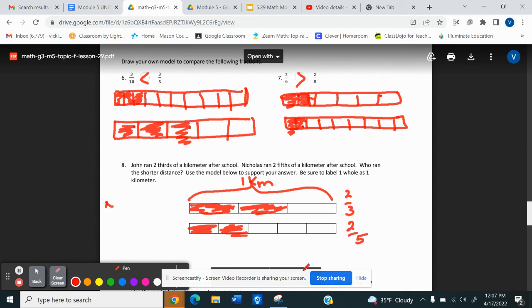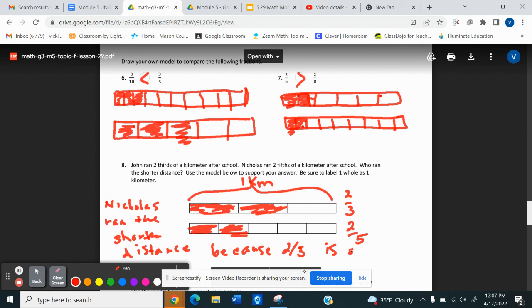So Nicholas ran the shorter distance because 2/5 is smaller or shorter than 2/3. Okay. All right.